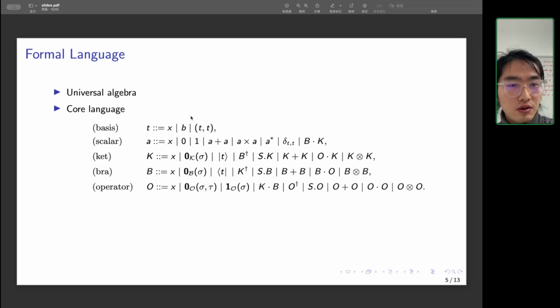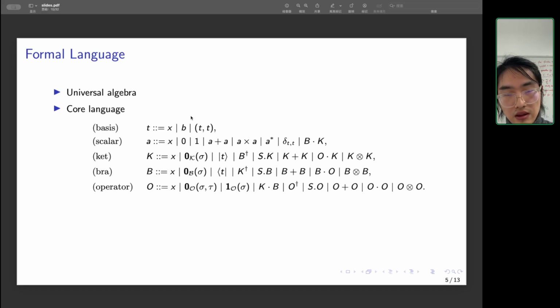Core language means we don't consider the big operator sum that appeared in the earlier examples. And we have 5 sorts. They are bases, scalars, ket, bra, and operator. Take ket as an example. It can be a variable x, or the 0 symbol, or the basis ket, or it can be the adjoint of a bra, or it can be scaling, addition, an operator-ket multiplication, or tensor product.